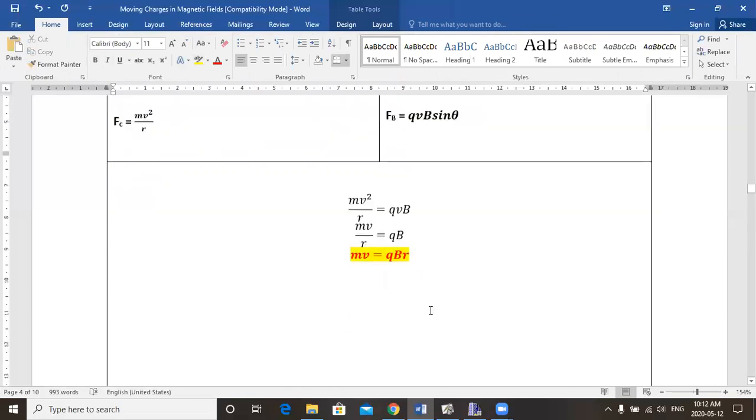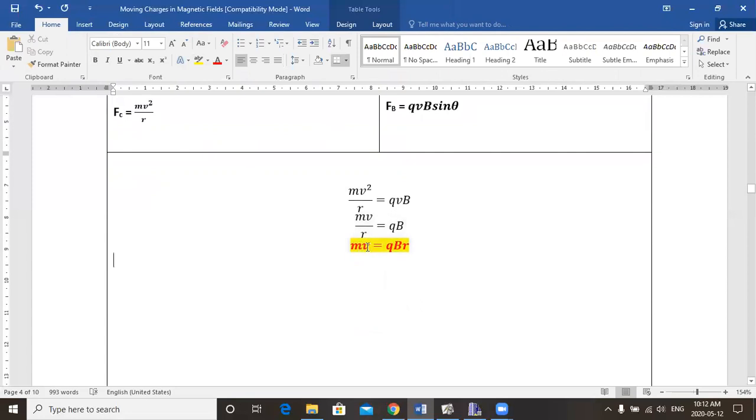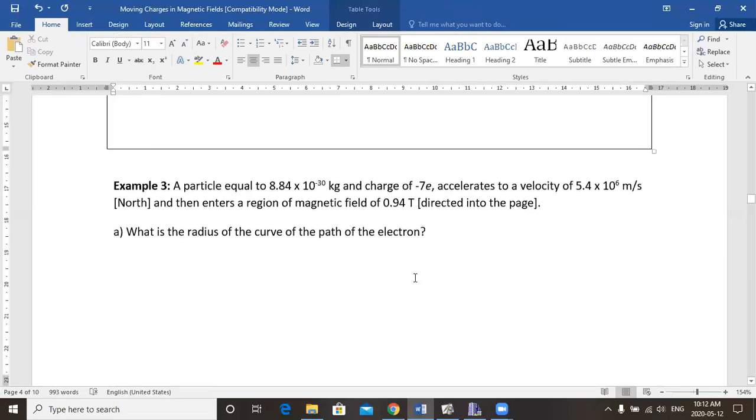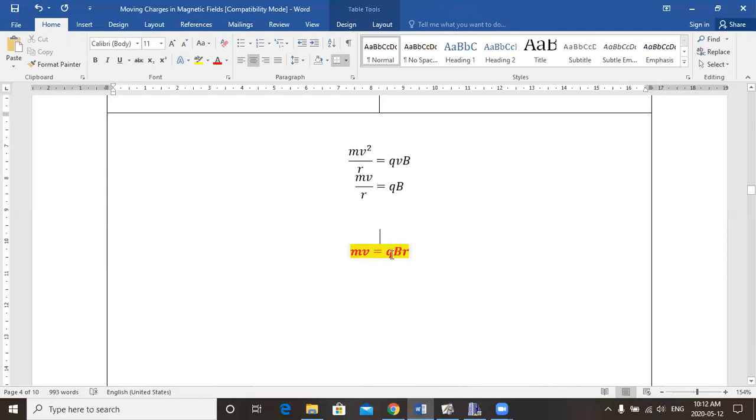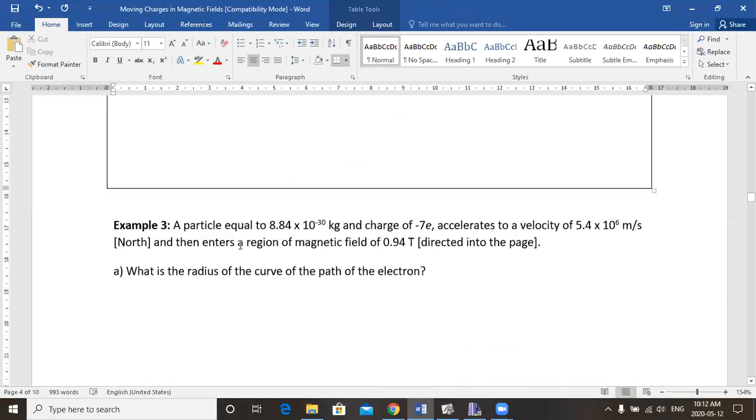We can use this relationship to solve for m, to solve for v, to solve for q, to solve for B, or to solve for r. So very useful relationship here. So make sure that's the one that you have down. And so it's a matter of just plugging and chugging. Always remember that m is in kilograms, v is in meters per second, q is in coulombs, and r is in meters. So the particle has the mass, it has a charge of negative 7e, so notice it's a negative charge. It accelerates to a velocity v and enters a field region. What is the radius of the curve of the path of the electron?